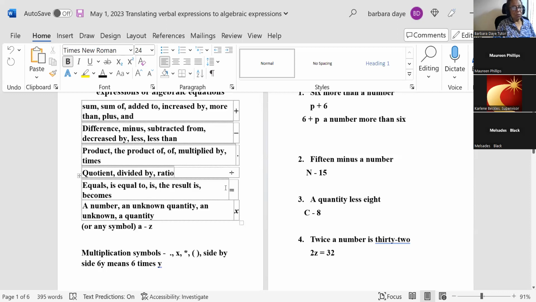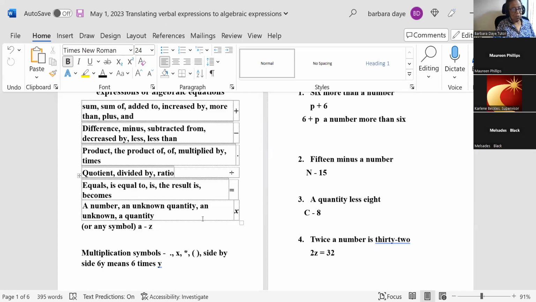Then equal, one symbol, but in verbal it could be equals, is equal to, or it could just be is. Is means equal. The result is, or becomes. Those are ones that you see in expressions. And for a variable, it could say a number, which means a variable, an unknown quantity. These could be any symbol from A to Z. All right, Mercedes, you got it? Yes, not too bad.